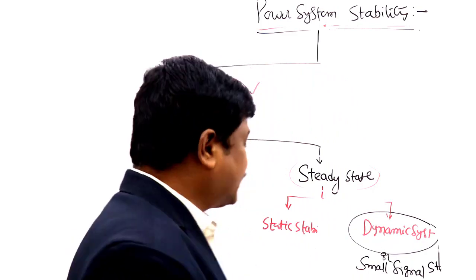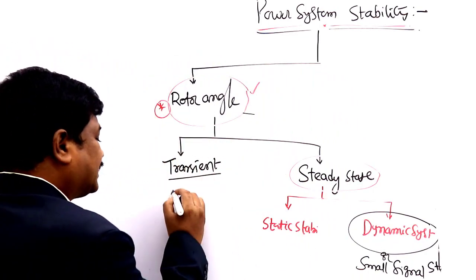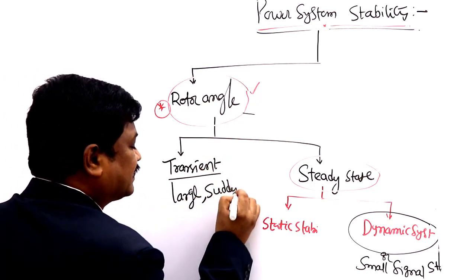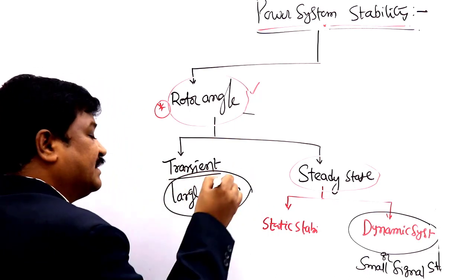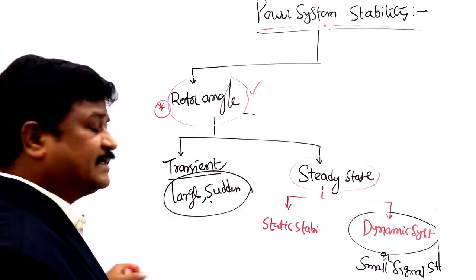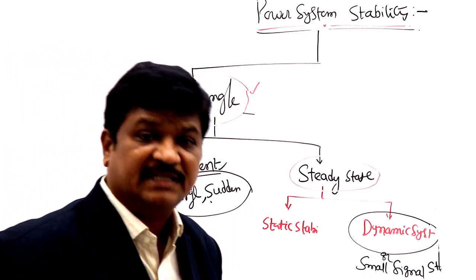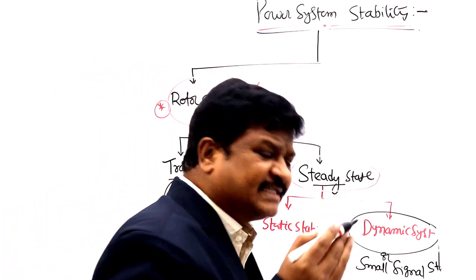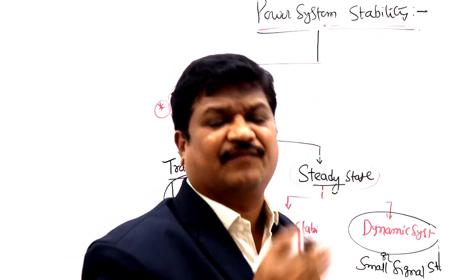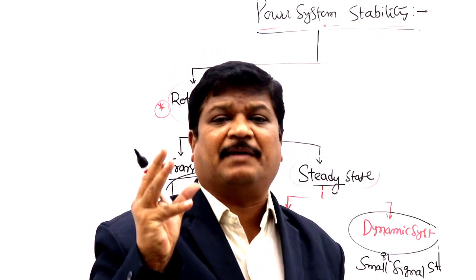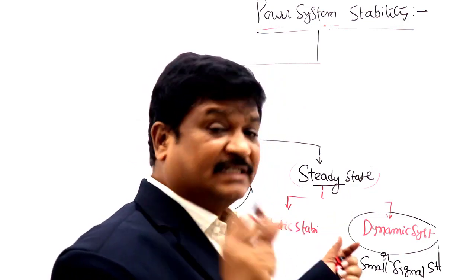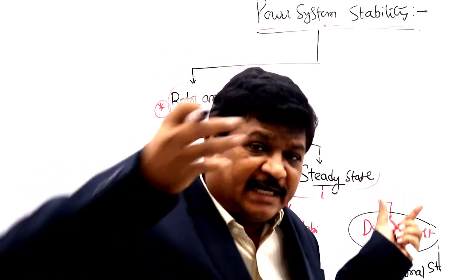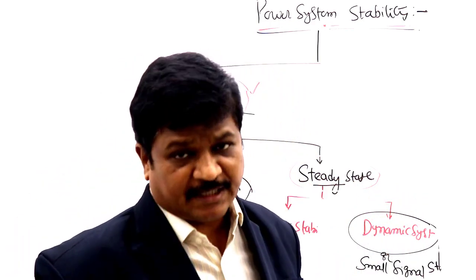If a large disturbance takes place with sudden variations, these types of disturbances are called transient disturbances. This type of stability is called transient stability. Coming to steady state stability, there is slow and gradual increase of load, causing changes in the power system. That type of disturbance is called a steady state disturbance.